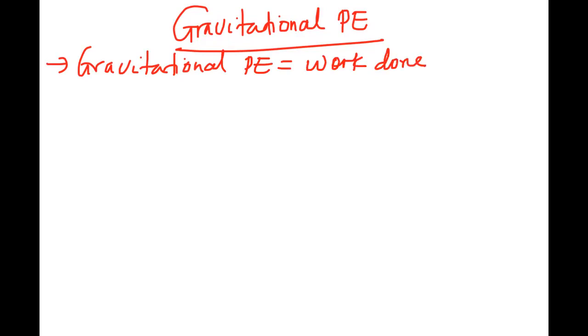Now, gravitational potential energy is actually the work done against gravity in lifting an object. So we see that gravitational potential energy is equal to, is the same as, the work done against gravity in lifting an object.